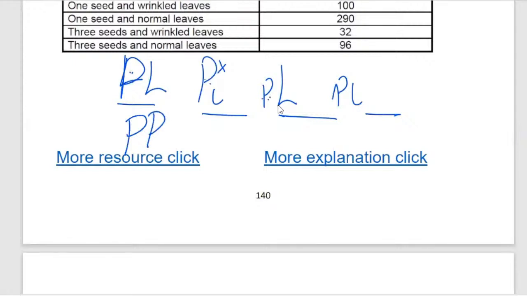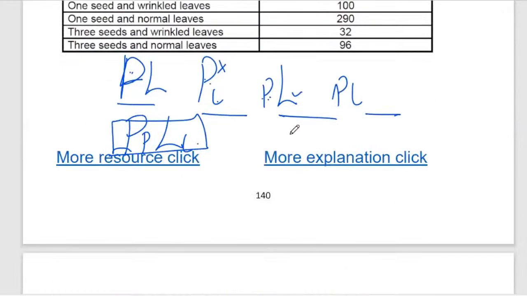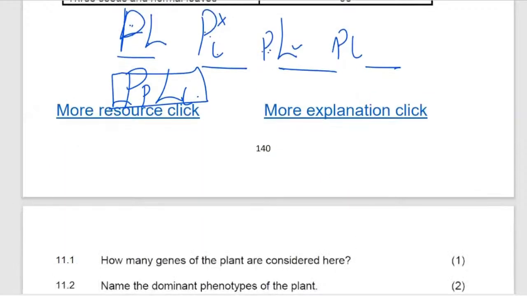But because I have a small p, I will write the small p. Then I go to L, capital L. Do I have another capital L? Yes. Do I have a small l? Yes, I have a small l. Therefore, it's going to go with small l. Therefore, this becomes the genotype of the parent. Check, it's the same thing: capital P, small p, capital L, small l. So that's how you can identify that.